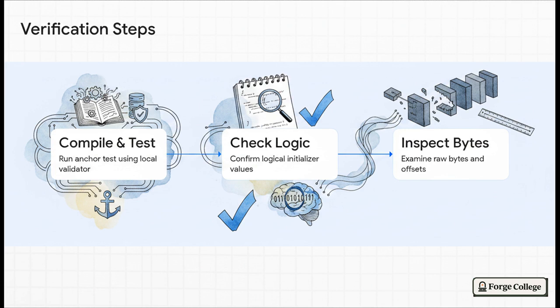First, compile and run your Anchor test using a local validator. Just make sure the build actually succeeds, right? Second, confirm your logical initializer values. Your test should write to the account and then assert that the admin public key matches and the counter actually starts at 0. And third, inspect the raw bytes and offsets.